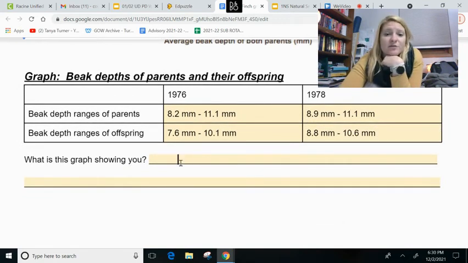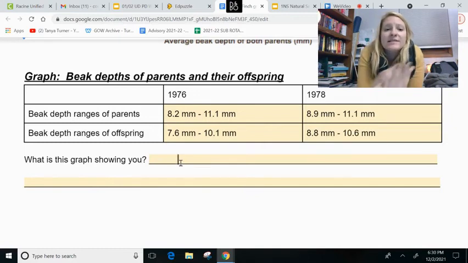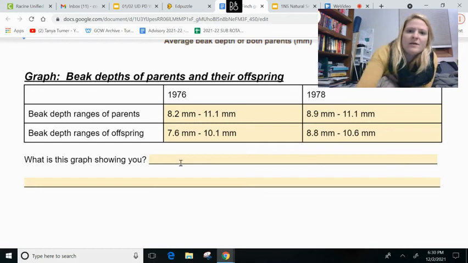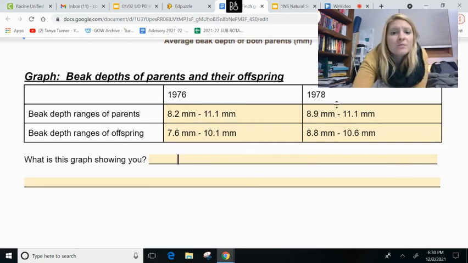And then it asks, what is the graph showing us? Please do not write, it's showing us the beak depth. Be specific. We want to know exactly what this is telling us. So it's telling us that the beak depth ranges of the parents pretty much stayed the same. The bottom did go up a little bit. Obviously, you can see they started at 8.2 and then they went up to 8.9. So that's a difference of 0.7 millimeters. But then looking at their babies, that's where it really changed. So in 1976, the babies of these parents had beaks that were only 7.6 millimeters. And look, it went up a whole 1.2 millimeters.